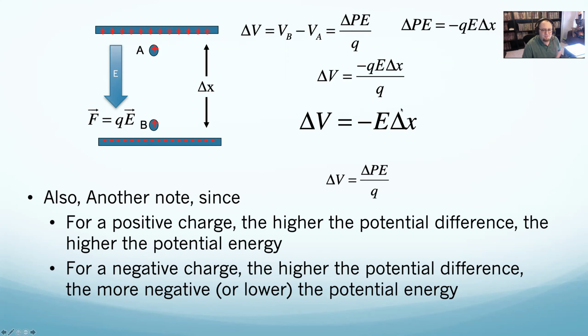And another note, just for the record, for a positive charge, the higher the potential difference, the higher the potential energy. But for a negative charge, the higher the potential difference, the more negative the potential energy, which is kind of weird. But once again, this goes back to everything's backwards.